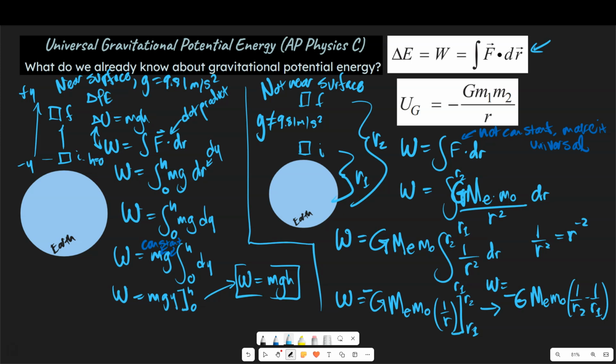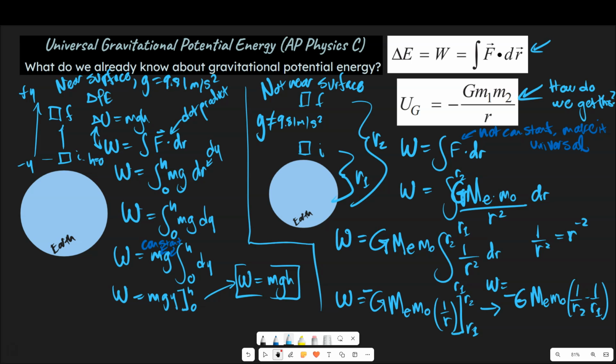Alright, so that helps us to understand what's needed to take something from, say, the initial position to the final position, or from r1 to r2, in a case where the force due to gravity is not constant because we're far enough away from the Earth that we cannot use mgh. But we want to take it one step further because we do end up with this equation right here. And the question is, how do we get this?